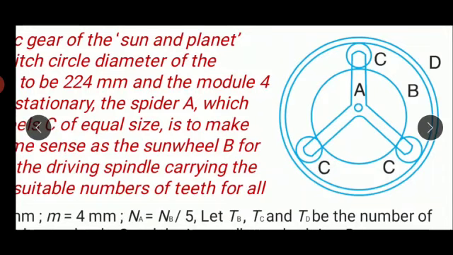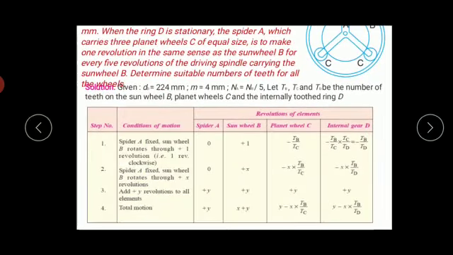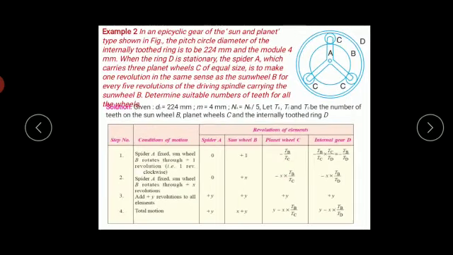So we can fix spider A, we can give starting motion to the gear B, and once we give starting motion to gear B, this motion has to be transmitted to gear C, and from gear C it has to be transmitted to gear D. So let us formulate the table here. Okay, so we are having spider A, gear B, gear C and gear D. So let us fix spider A, this one here, and Sun wheel B, that is the input gear, and to this input gear let us give plus 1 number of revolutions.